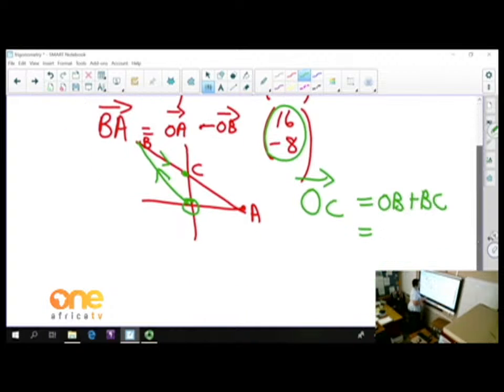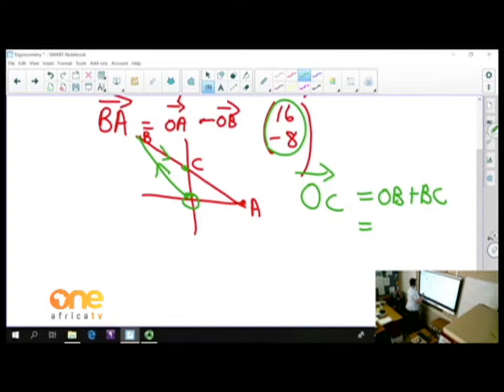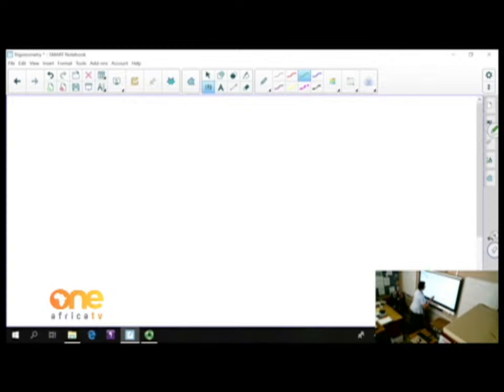So what is OB? OB is the column vector of B. It will be that column vector of B, which is then negative 6, 8. And then BC, which is a half of this one, will then be 8, negative 4. And then you can get the column vector of 2, 4. So the sketch will help you here to do that sum. Right, the next one is number 6.